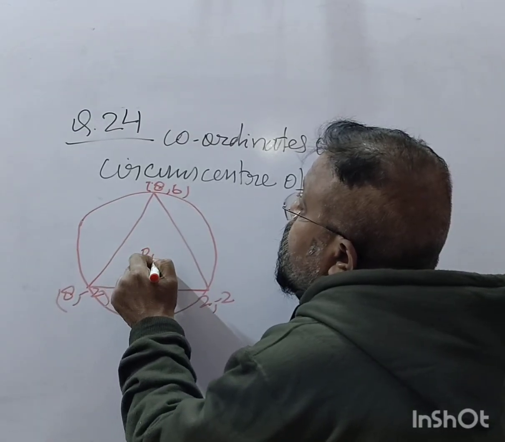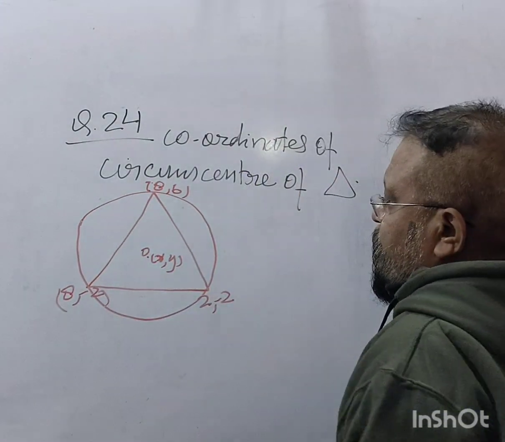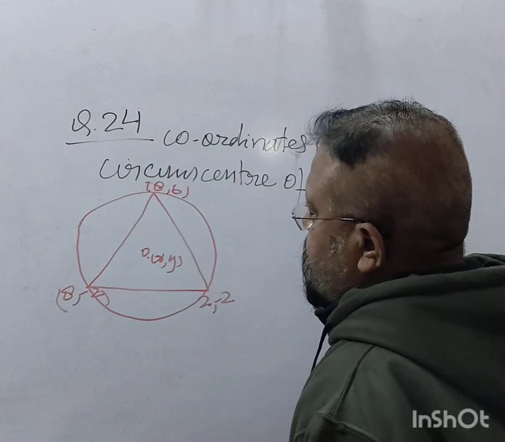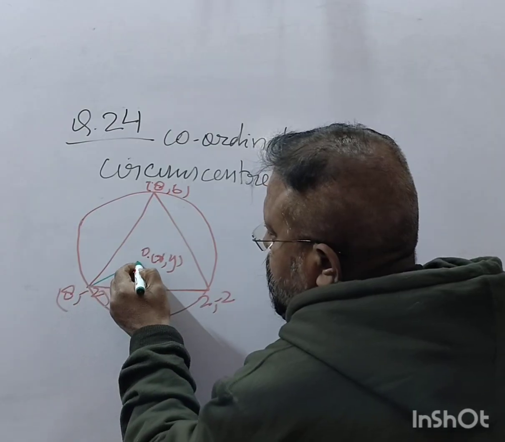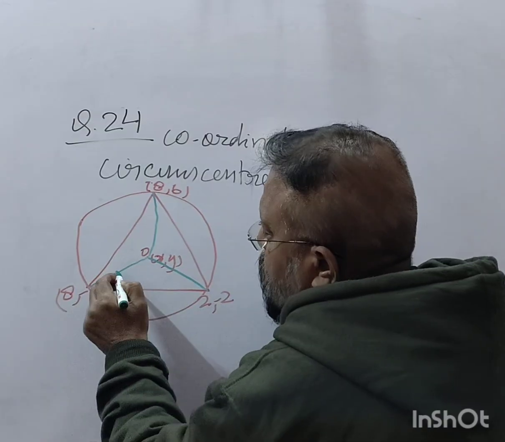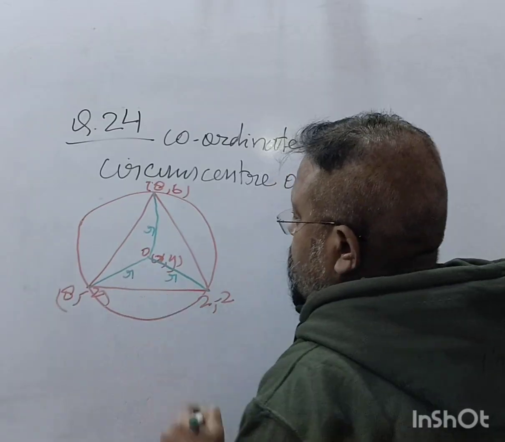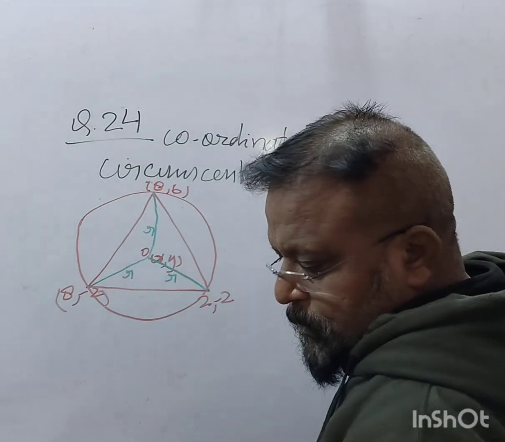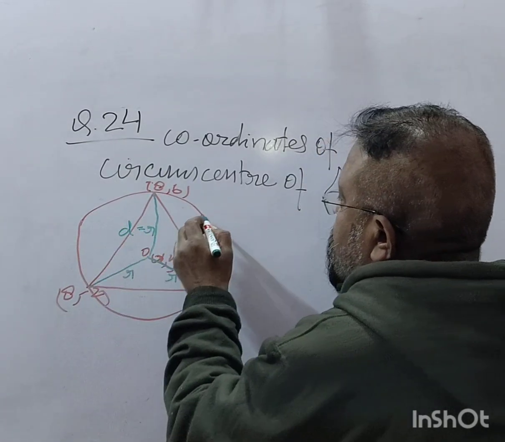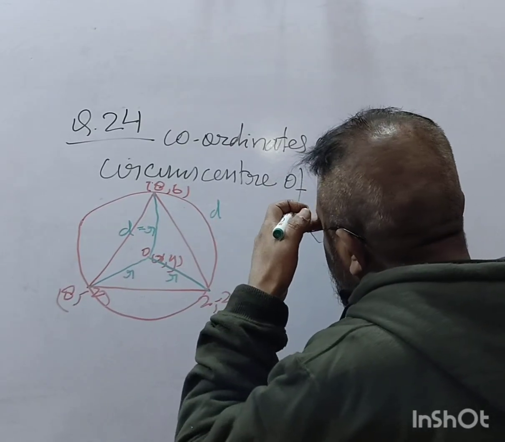So its coordinates are x and y, right? So this is what we have. This distance is the same. This is equal to r. For every point it is r, right? So r is equal to distance. So the distance is equal to, they will all be the same.